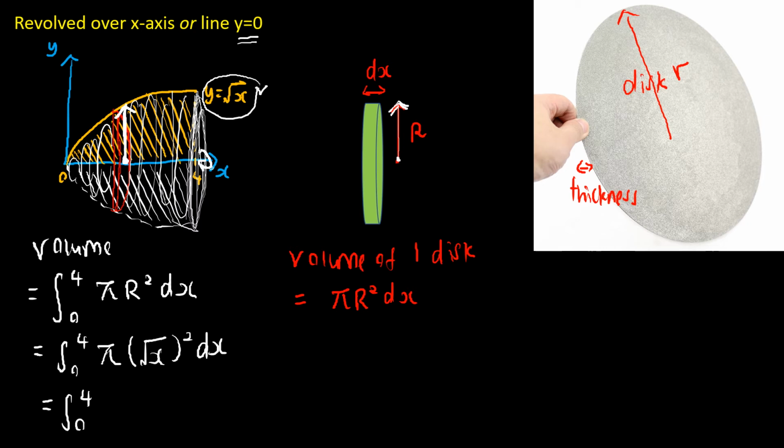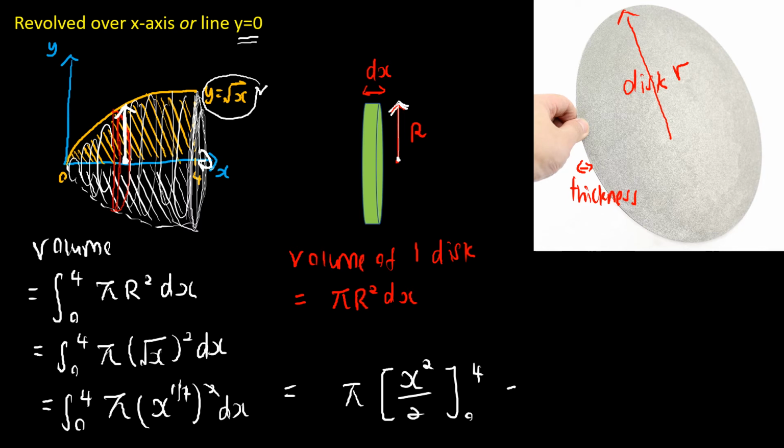Now we continue with the integration. The rest is just normal integration. Upon integrating, this is going to be the answer for the volume: 8 pi units to the power of 3 is the volume of the object.